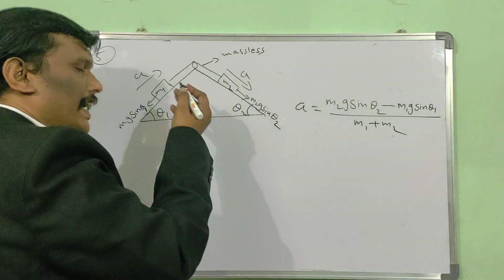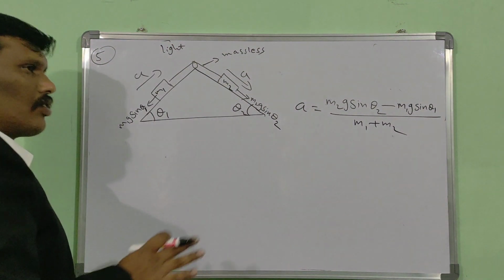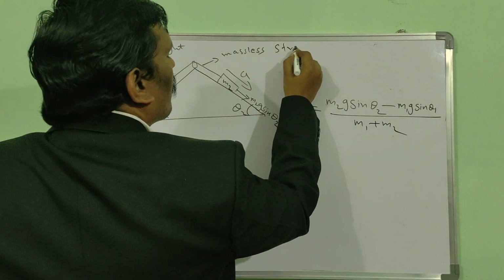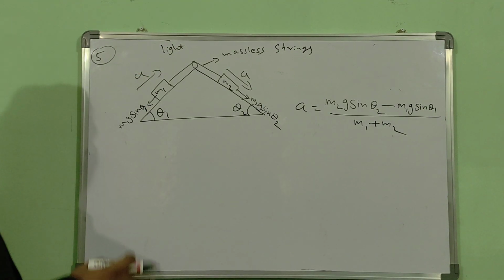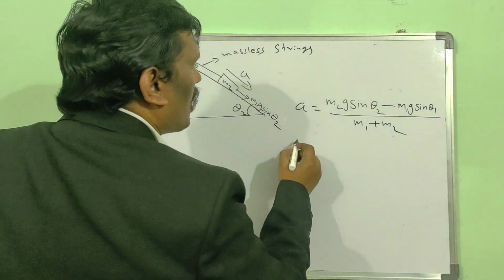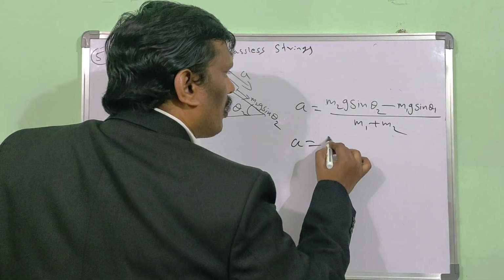Light pulley, light strings. Whenever we use the word light, that means massless. That's why we are not going to consider the masses of the strings or the pulley. Then what is the total mass of the system? Only m1 and m2, that's why m1 plus m2. If you want, take g common from both terms.